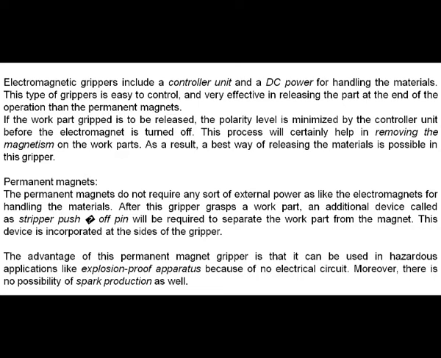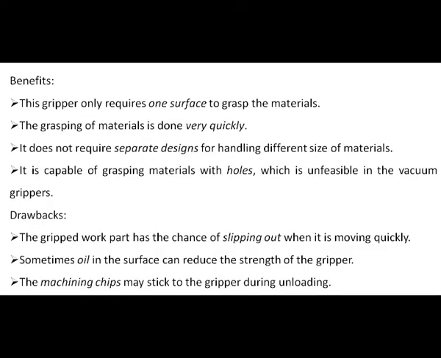The advantage of this permanent magnet gripper is that it can be used in hazardous applications like explosion-proof apparatus because of no electrical circuits. Moreover, there is no possibility of spark production. Benefits of magnetic grippers: the grippers only require one surface to grasp the materials. The grasping of material is done very quickly. It does not require separate designs for handling different sizes of materials. It is capable of grasping materials with holes, which is unfeasible with vacuum grippers.